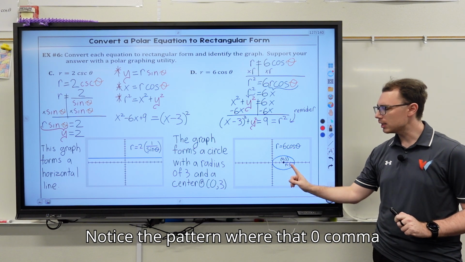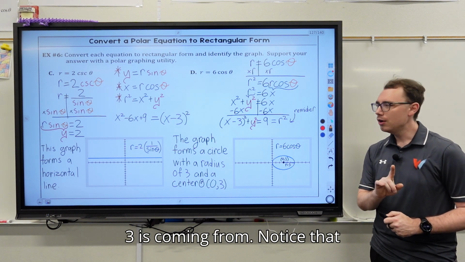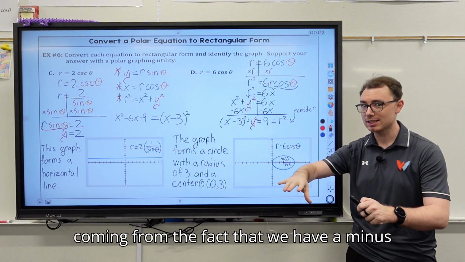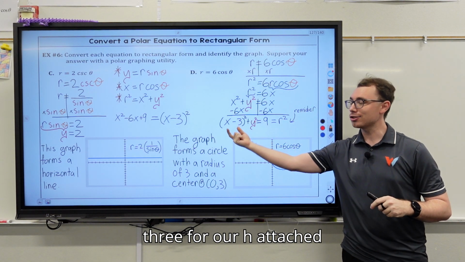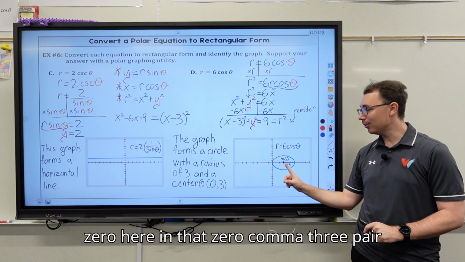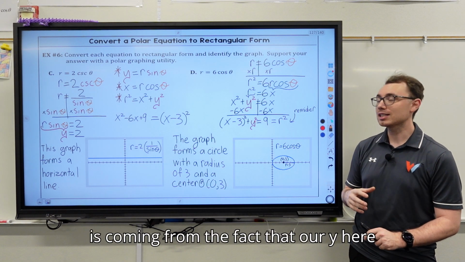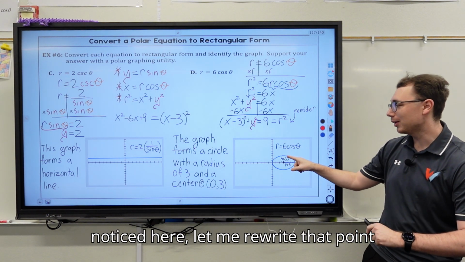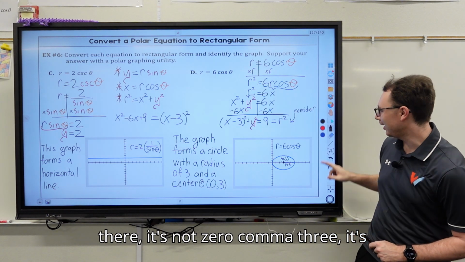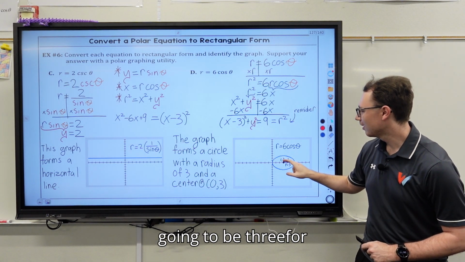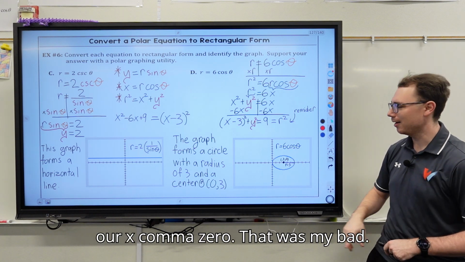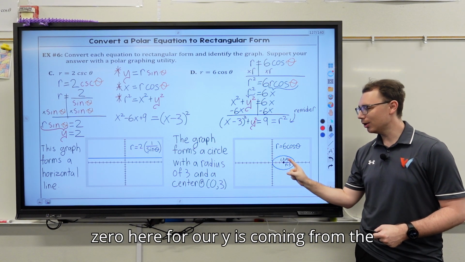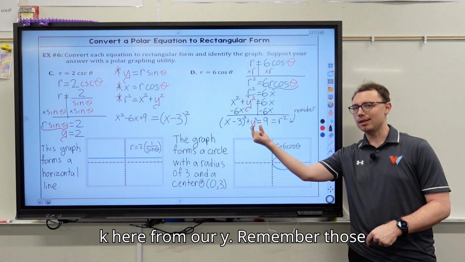Notice the pattern where that 0, 3 is coming from. Notice that our 3 in this point here is coming from the fact that we have a minus 3 for our h attached to our x. Notice that that 0 here in that pair is coming from the fact that our y here has a 0 attached to it. And I've just noticed here, let me rewrite that point there. It's not 0, 3. It's going to be 3 for our x, 0. That was my bad. Our 3 here in our x is coming from this h here from our x. The 0 here for our y is coming from the k here from our y.